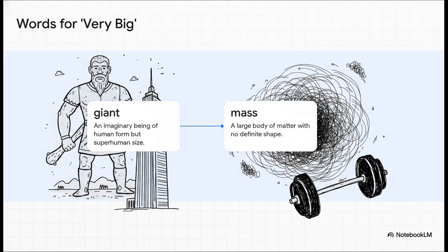So how do we talk about things that are just huge? Well, giant is a perfect place to start. It can be a noun, like the fairy tale creature, or it can be an adjective that just means extremely large. We also use it in a figurative way, like calling someone a giant of science to show how important they are.